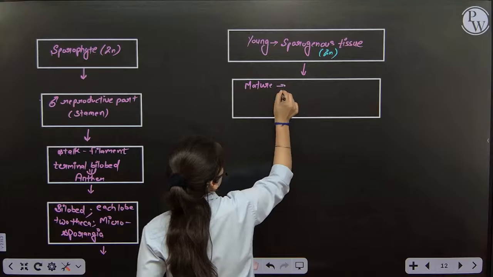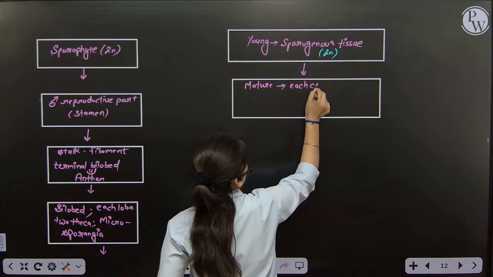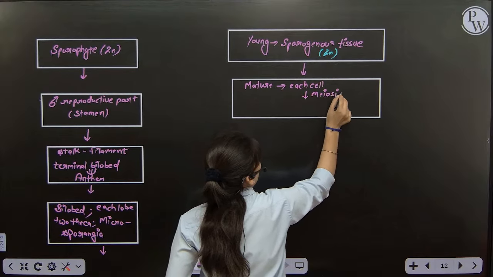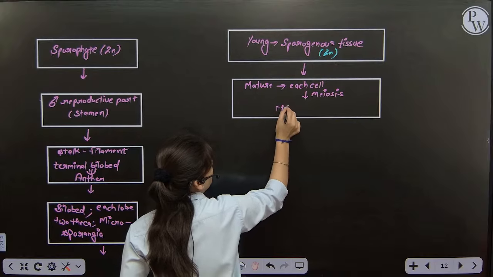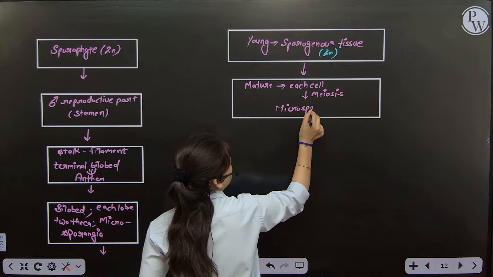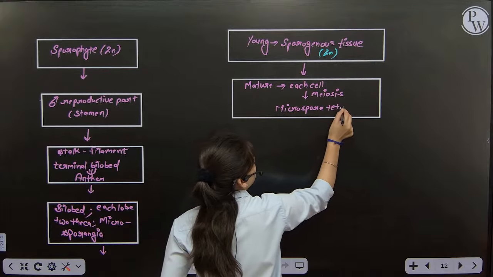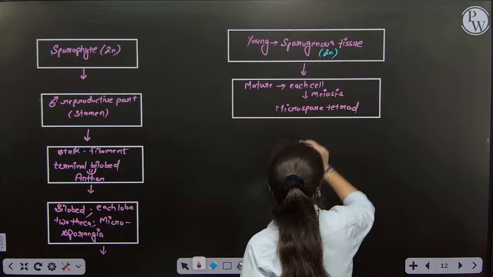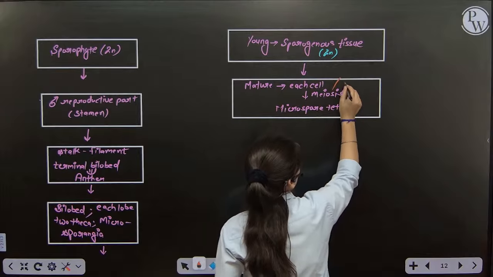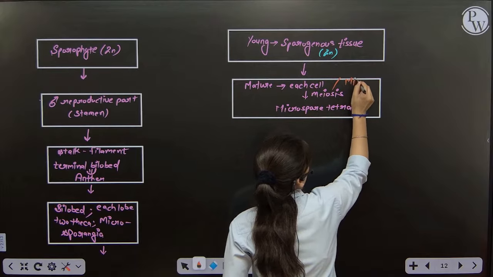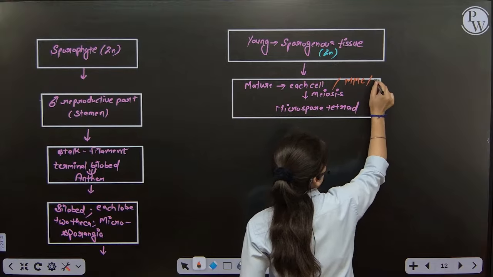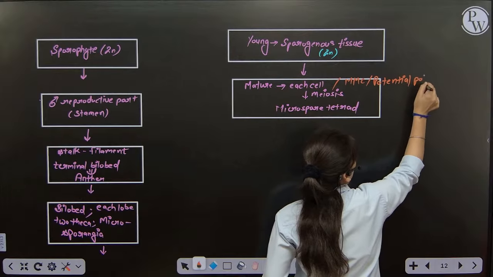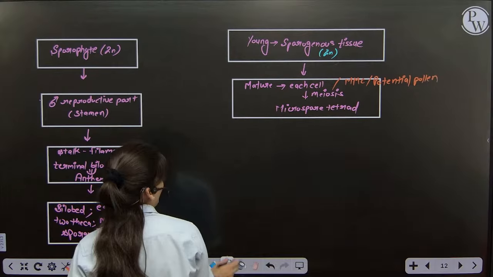Then each cell of this sporogenous tissue undergoes meiosis division, and as a result of it, what is formed? Microspore tetrad is formed. Now, can you please tell me some other names of these sporogenous tissue cells? They are also known as microspore mother cell as well as potential pollen. Then what happens?